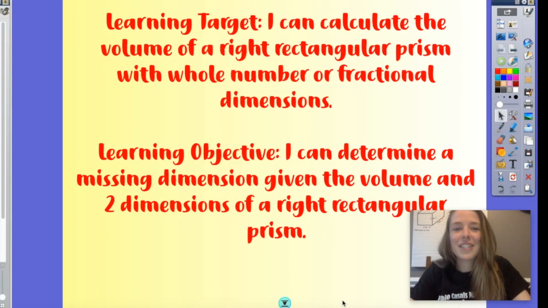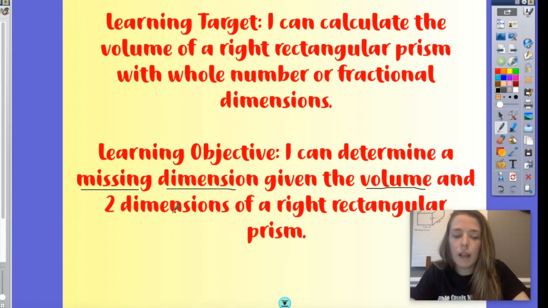Hi, 607 and 608. Today we are continuing to work on the learning target: I can calculate the volume of a right rectangular prism with whole number or fractional dimensions. Today's lesson is going to focus on determining a missing dimension if we know the volume already and two dimensions of the prism. So remember, a 3D figure has three dimensions.